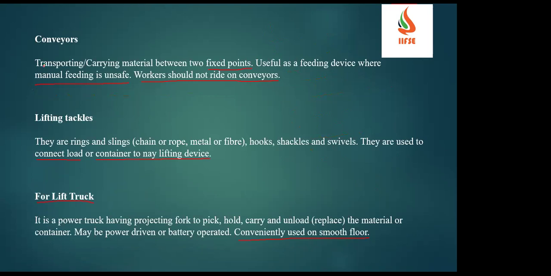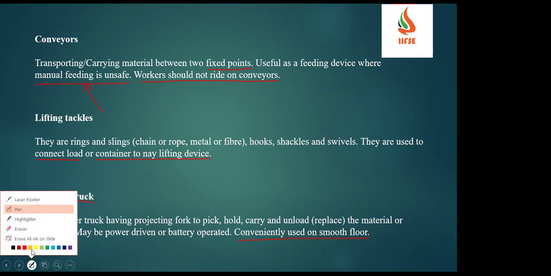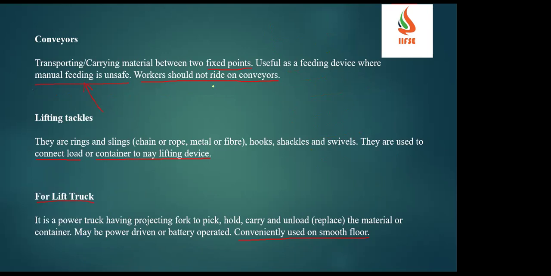Then conveyors, transporting and carrying of materials between two fixed points, useful as feeding devices where manual feeding is unsafe. There is another point wherever it is unsafe. Point number 1, where there is a fixed point, and point number 2, where manual feeding is unsafe. There we use the conveyors. The worker should not ride on the conveyors. This is also one of the factors.